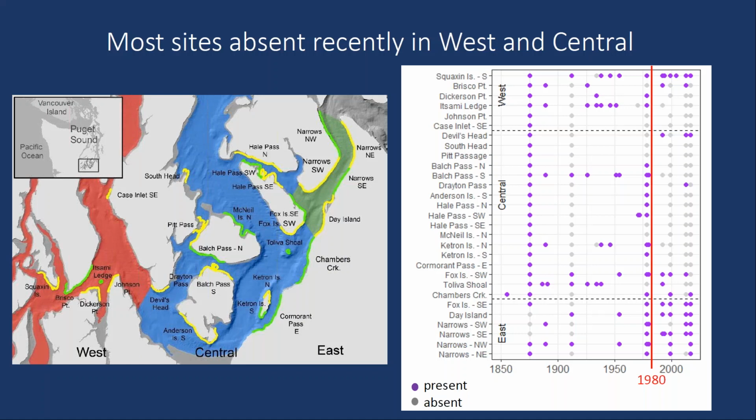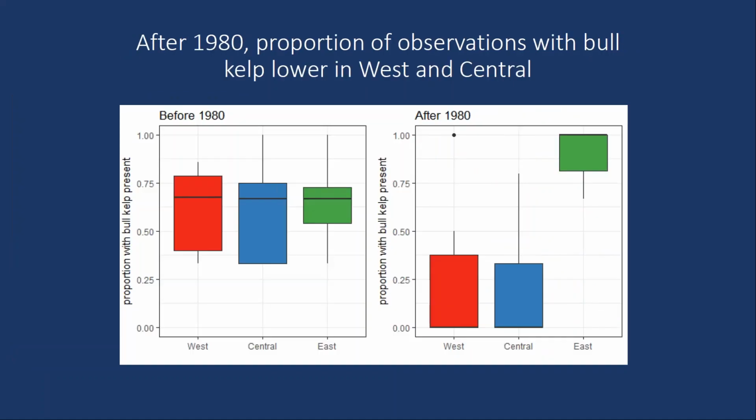And if you go to the next slide, we can think about this another way, which is you can roll up all these dots and just look at what proportion of observations saw bull kelp either present or absent before and after 1980. And what you see is before 1980, there was a relatively high proportion of observations with bull kelp present, whereas after 1980, the median in west and central is 0, whereas the persistence in the Narrows stays high. The Narrows is an extremely high current, well-mixed area, and so that may be protecting it from the stressors that we're concerned about in other areas.